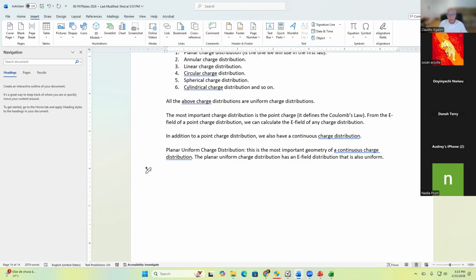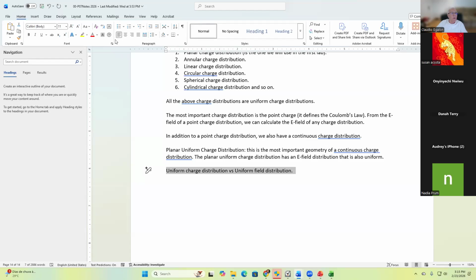So don't forget that we have the concept of uniform charge distribution and the concept of uniform field distribution. One thing is different from the other. Don't forget that, and don't mix up one with the other. You already saw what the uniform field distribution looks like, how a uniform field distribution looks like.